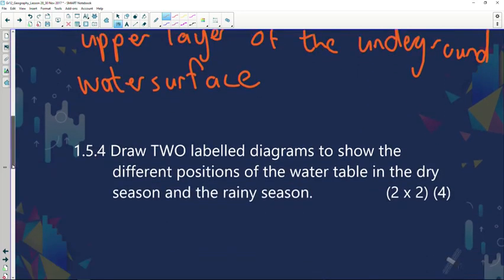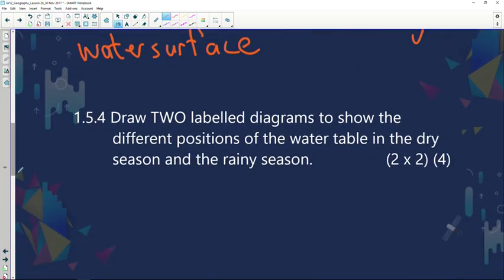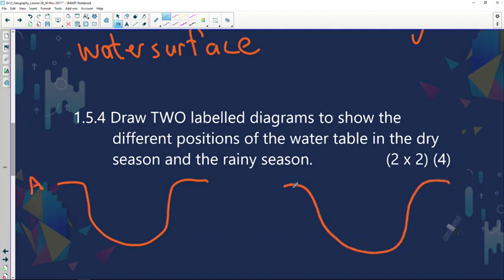Now, if we had to draw two labeled diagrams to show the different positions of the water table in the dry season and the rainy season. So this is quite simple. Now basically, I'm going to draw a transverse profile of my river bed. Now this is river A, and this is river B. So what do we know about river A? River A is during dry season. There's no visible water in this river bed. If we look at river B, what do we see during rainy season? There is water in the river bed.